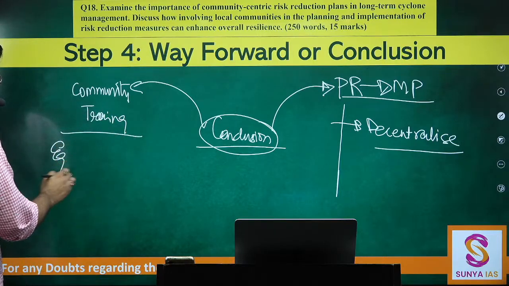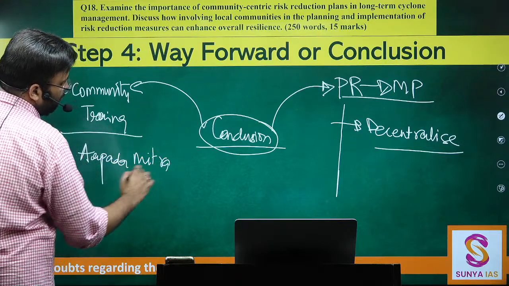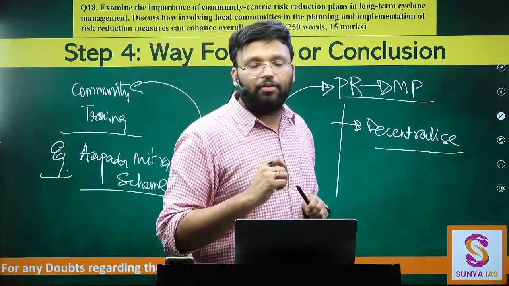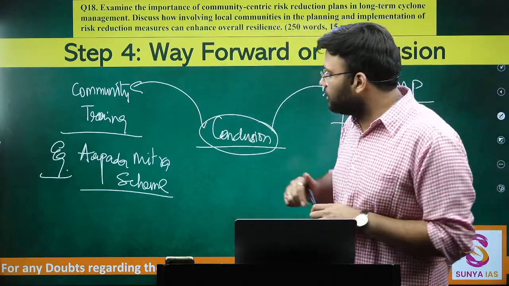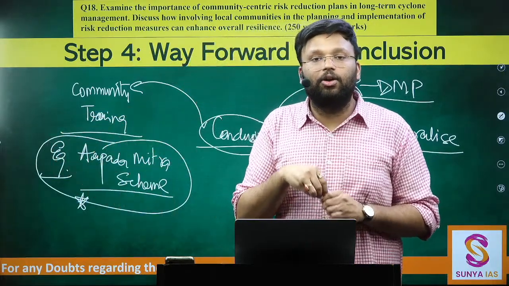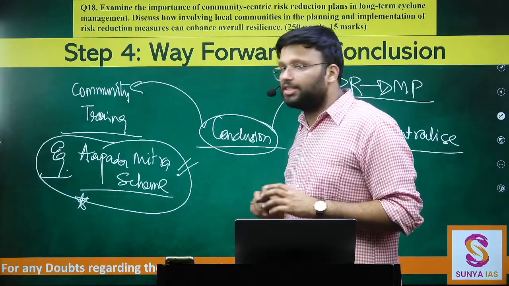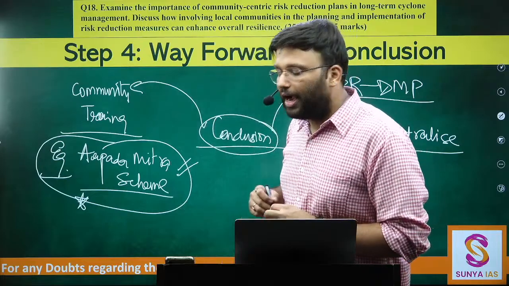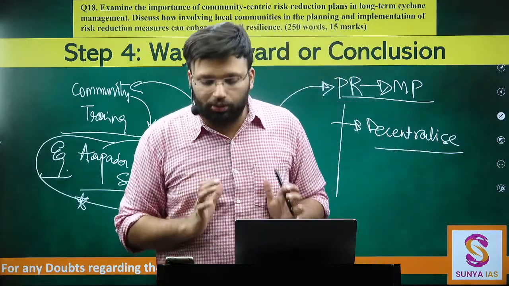What is the example for this? The example is the Aapda Mitra scheme. Under the Aapda Mitra scheme, just like we have Bank Mitra and different other support mechanisms, the government is trying to train local people to provide immediate response. So Aapda Mitra is the latest scheme. The government has a goal to make lakh plus volunteer trainees, and how they will become part of disaster management. This is how you can conclude it.